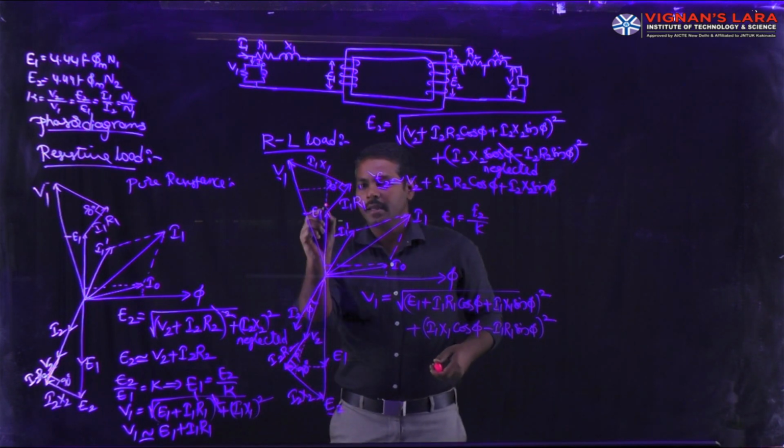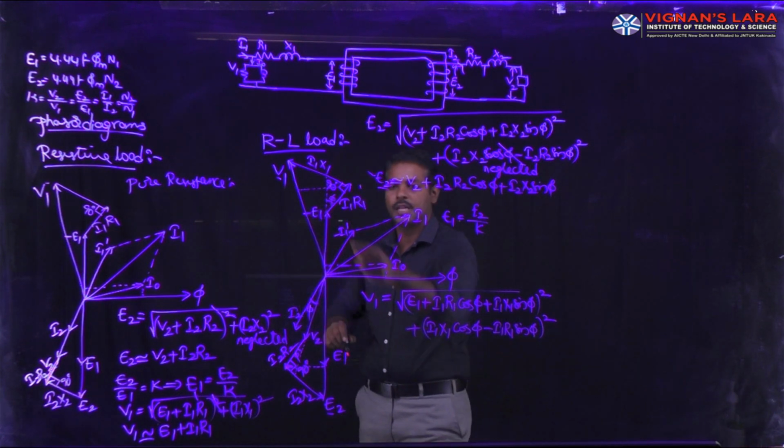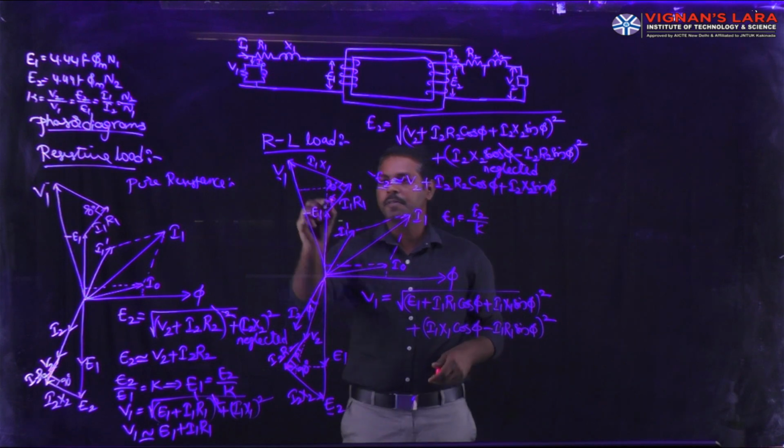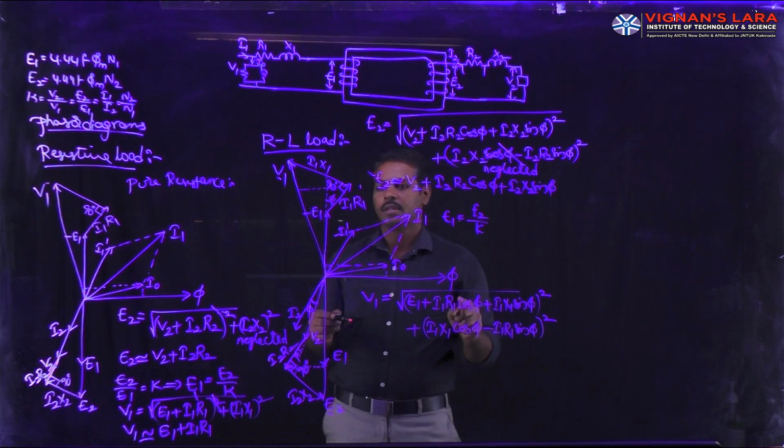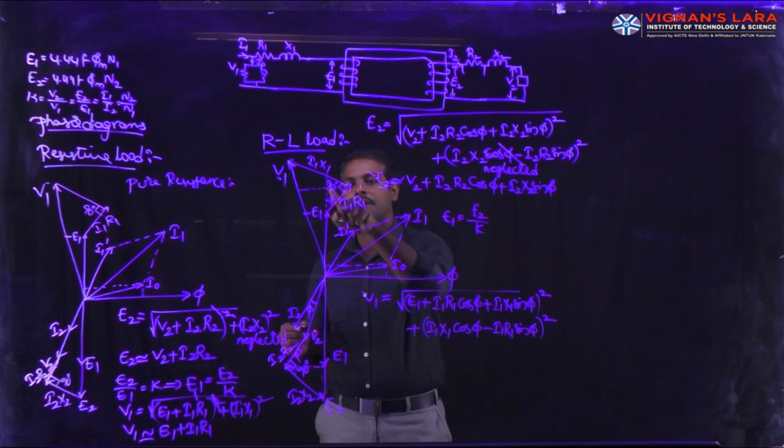So these are the angle, which is equal to the input power factor angle, which is also equal to phi. By simplifying these two triangles, we get these equations according to the triangular formulas.